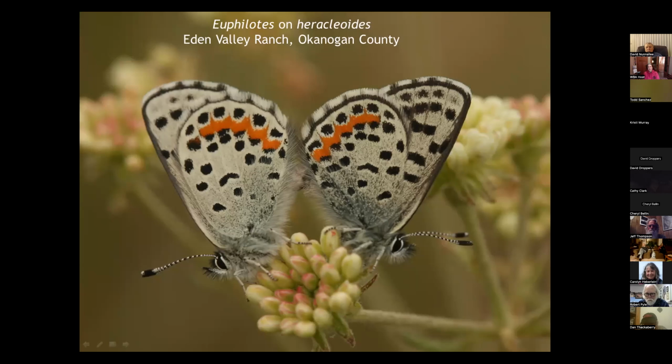For those who were at the summer meeting of WABA up at Eden Valley Ranch in northern Okanogan County a few years ago, this mating pair of buckwheat blues were right out in front of our cabin. We were staying right on the ranch site during that conference, and these were mating on the Heracleoides right out in front of us.